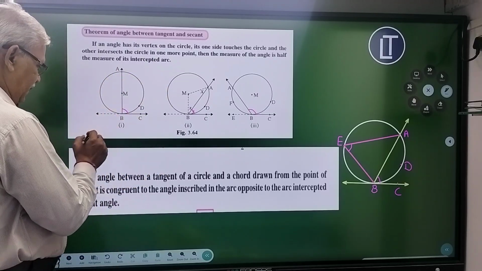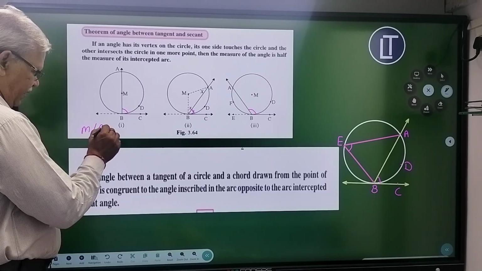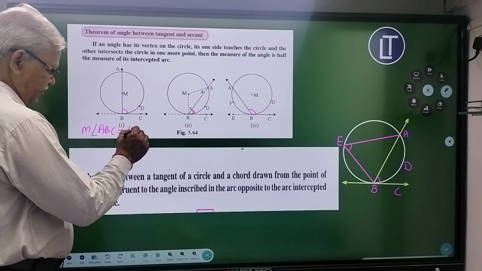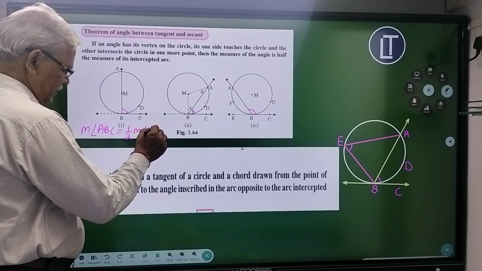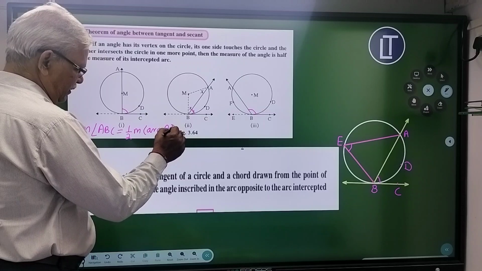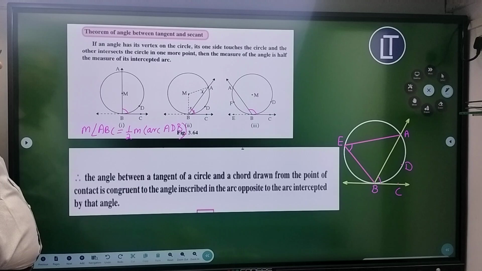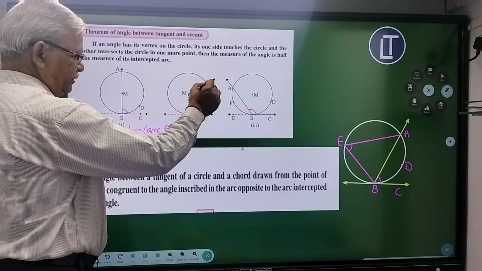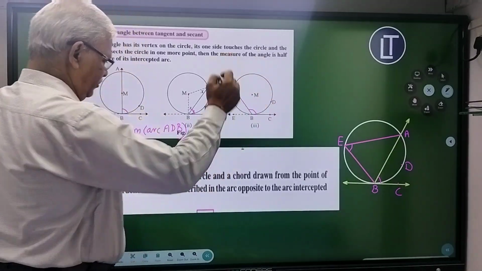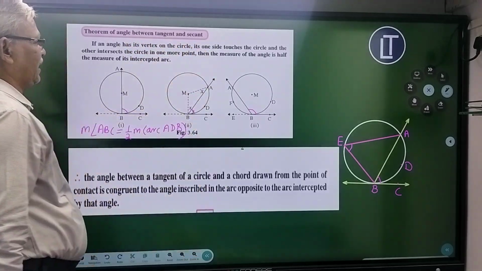Which means the measure of angle, here I am writing, measure angle ABC is half the measure of arc ADB in all the three figures. Okay? Here this ABC is half of ADB, here ABC is half of AD, and this is as per the tangent secant theorem.